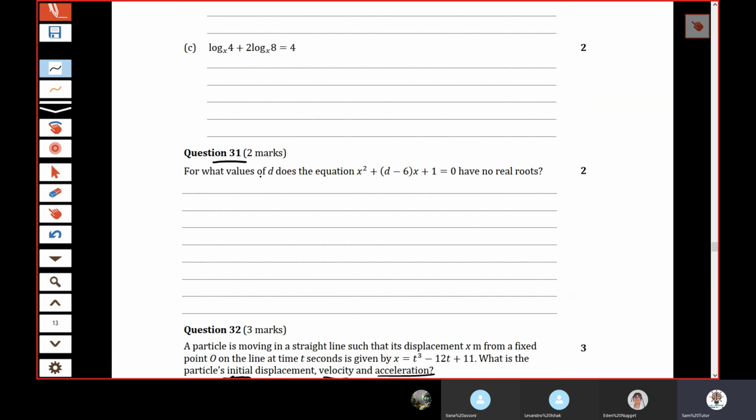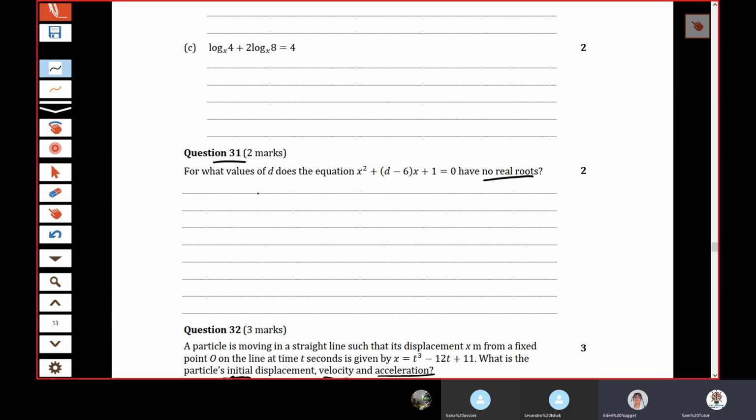Question 31. For what values of d does this equation have no real roots? What do we do? I'm not going to say anything. You guys have got to work it out. No real roots. Tell me. What would I write? What's the first thing I write? Time is ticking. 15 seconds. 20 seconds. You won't have this time in an exam. You'll just quickly write.